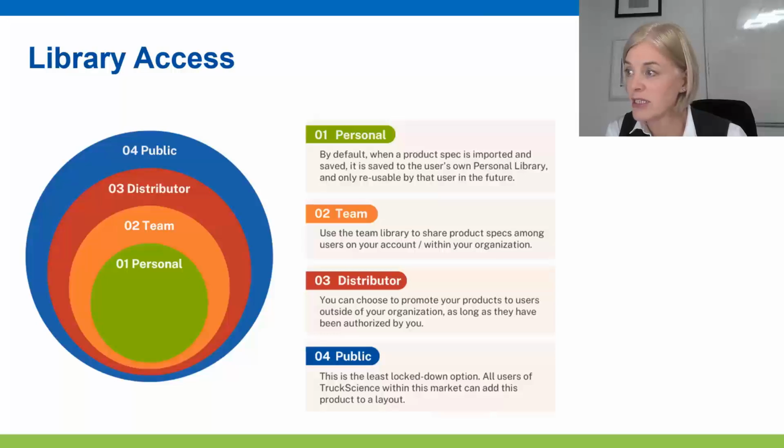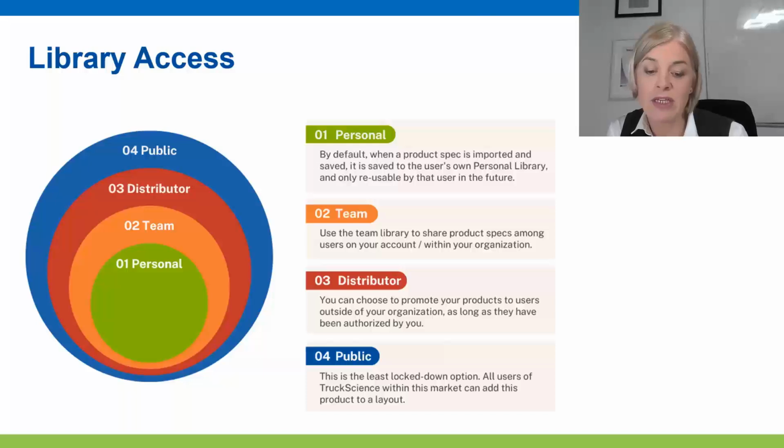So if we just take a quick look at this graphic, by default, when I save a product spec, it is saved to my own personal library and only reusable by myself in the future. Secondly, if I save it to my team library, it can be shared among users on my own account or within my own organization. We just skip one down to public, and this is the least locked down option. All users of TruckScience within your market can add this product to a layout.